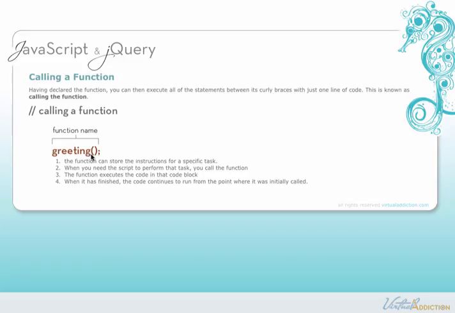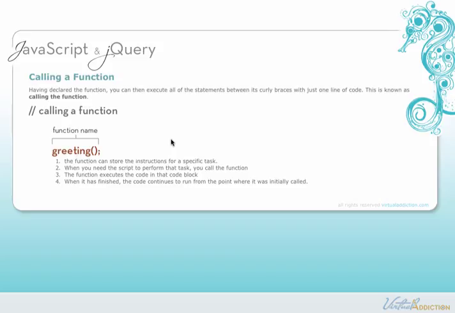This is an example of a function name. The function can store the instructions for a specific task. When you need the script to perform the task, you call the function. The function executes the code in the code block, and when it is finished, the code continues to run from the point where it was initially called.